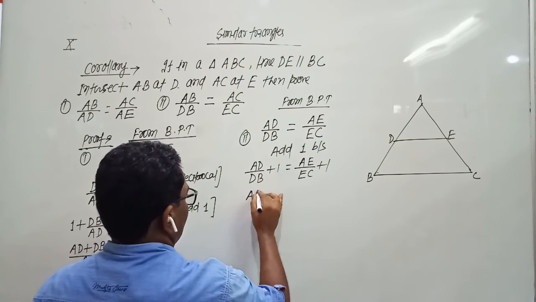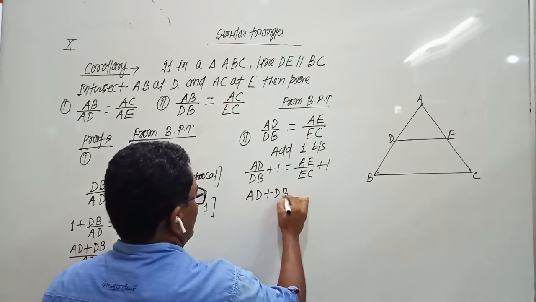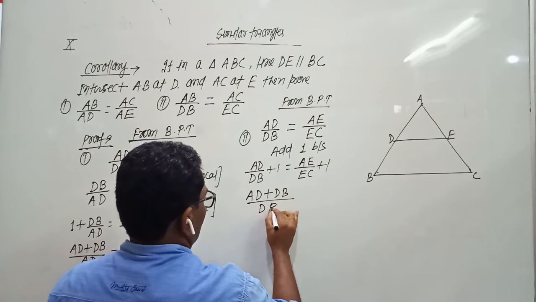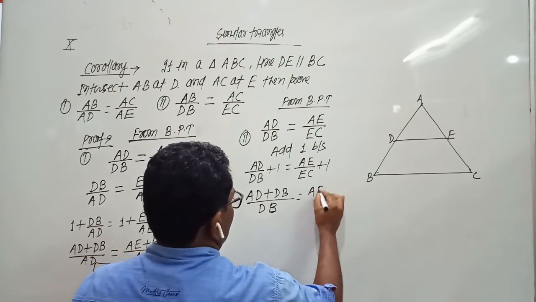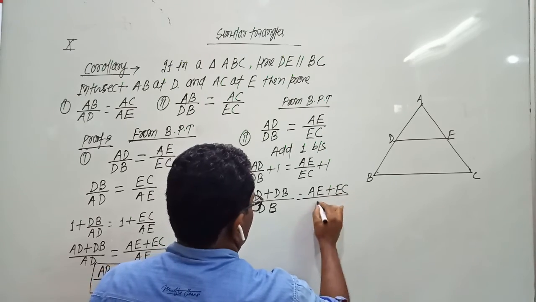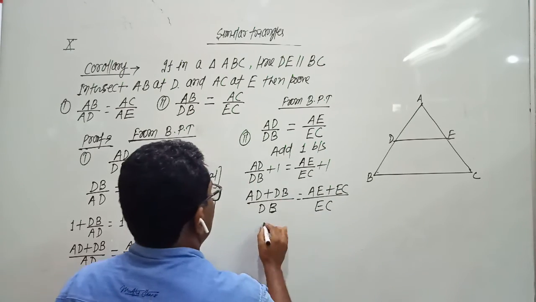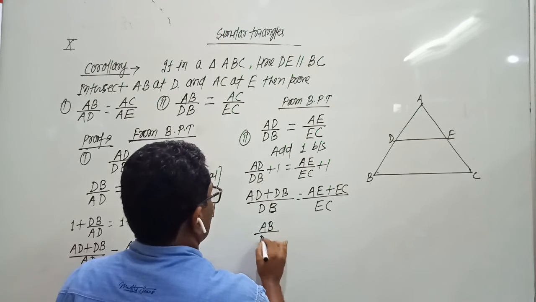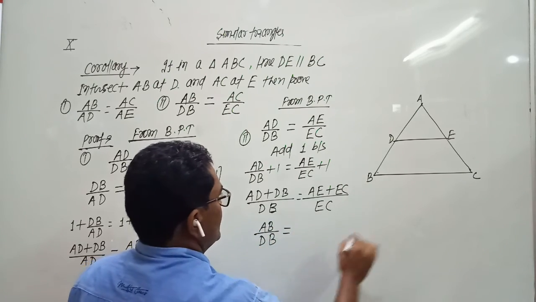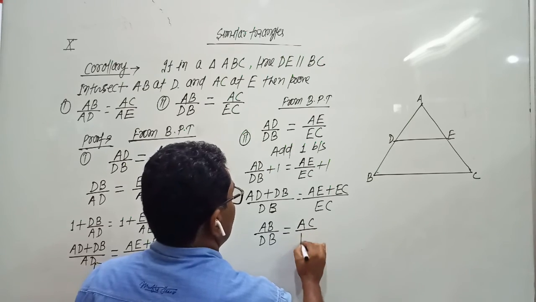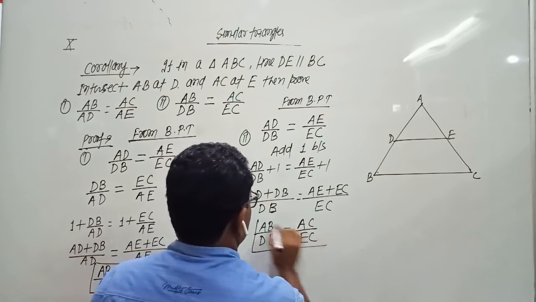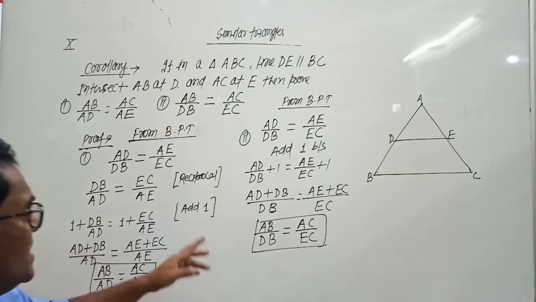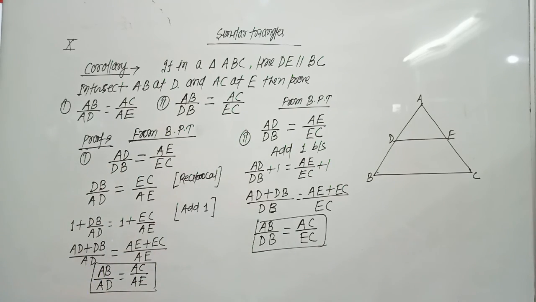By taking LCM, we get AD plus DB upon DB equals to AE plus EC upon EC, and AD plus DB is written as AB, so AB upon DB, and AE plus EC is written as AC, so AC upon EC. So this is the second corollary, AB upon DB equals to AC upon EC. So these are the two corollaries which we will use during solving the problems.